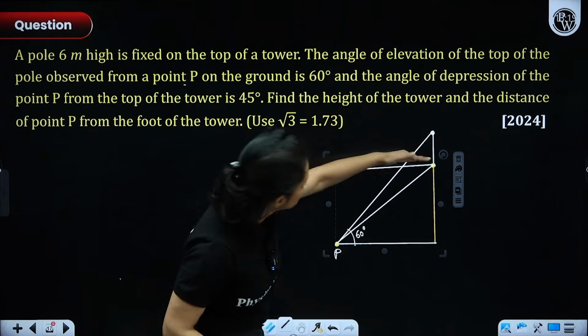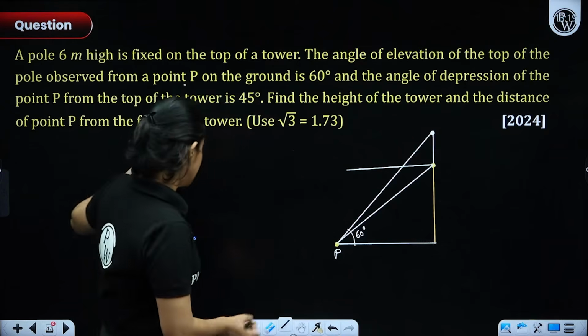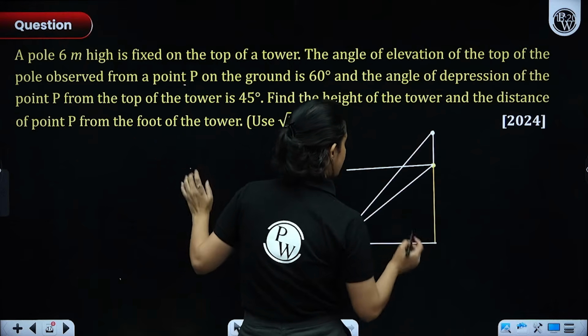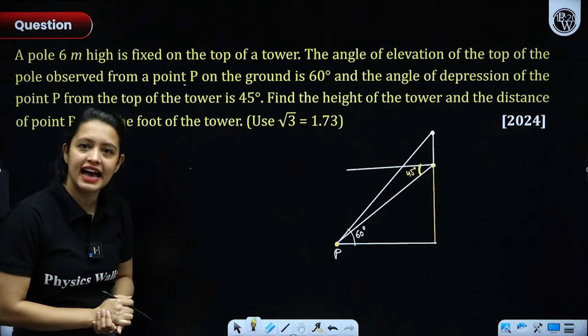Understood? I'm so sorry, this line here is a little slanting, but it is a horizontal line. Okay? So now what is the angle of depression? The angle of depression is this angle here. It's given as 45 degrees. Did you understand the second scenario?